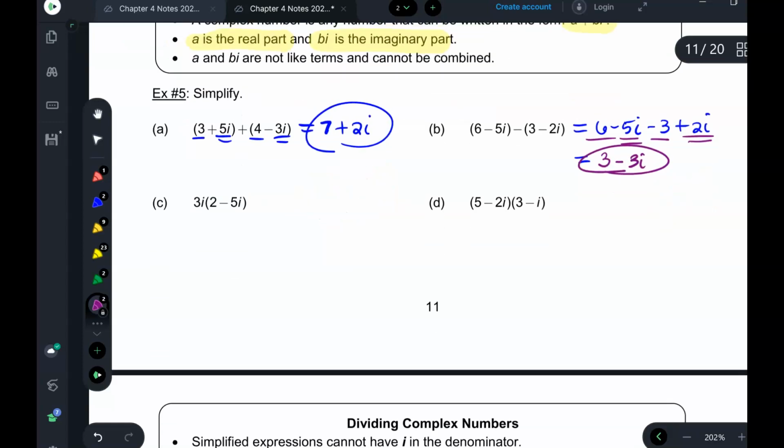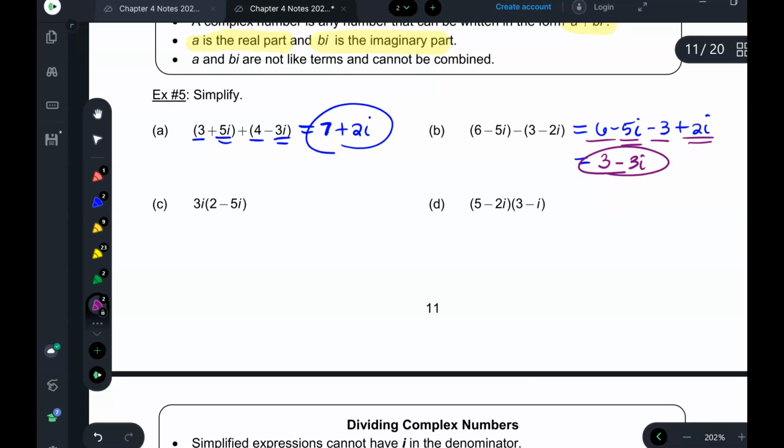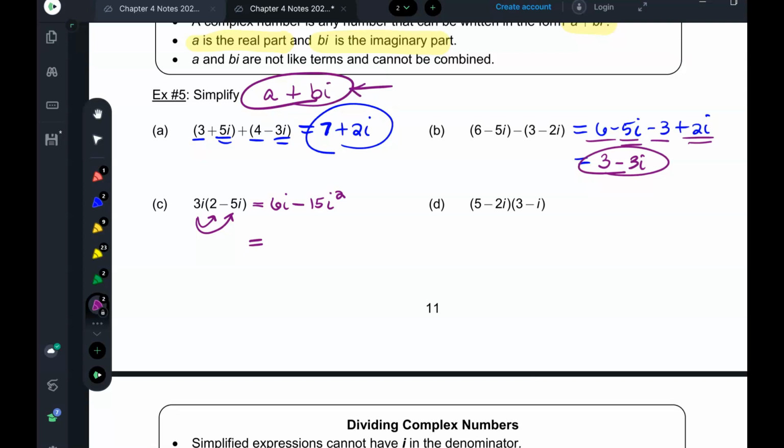Okay. Good so far? This isn't bad. This is pretty easy. Next one. What do we want to do here? We're going to distribute. So I'm going to get 6i minus 15i squared. I want to rewrite this always in this form. My answer should always be written a plus bi. What's this going to give us here? Minus 15i squared is plus 15. Just plus 15? Yes.